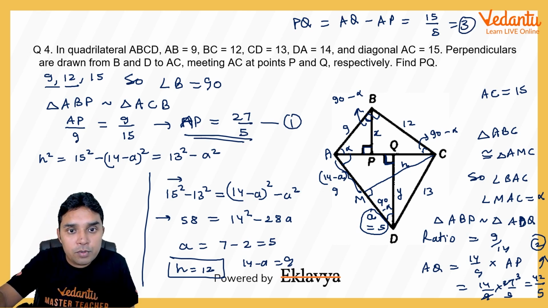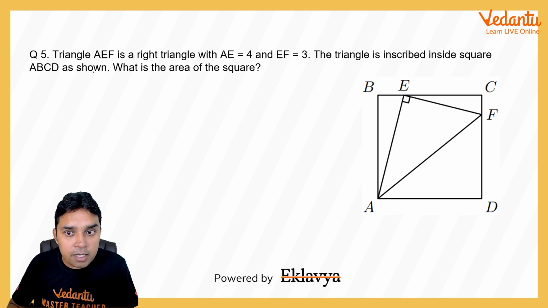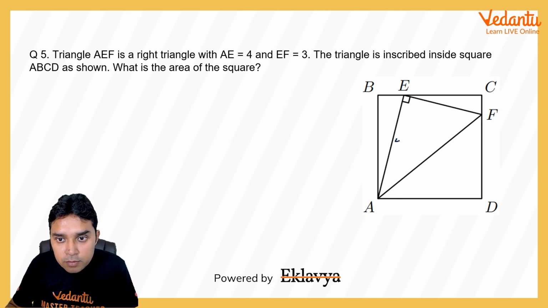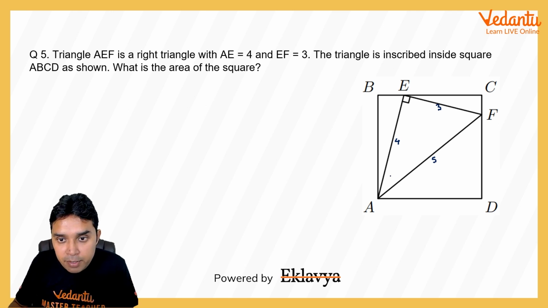Now coming to the next question, question number 5. It says triangle AEF is a right triangle with AE equal to 4 and EF equal to 3. And because it is 90, I think AF becomes equal to 5. Now the triangle is inscribed inside a square ABCD as shown. So we have to find the area of the square. Now please see how this can be done.